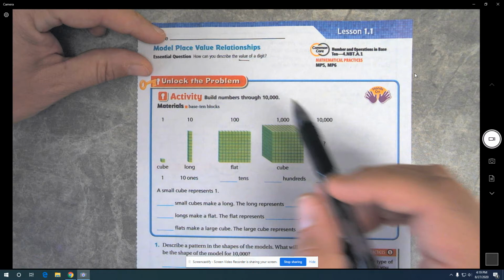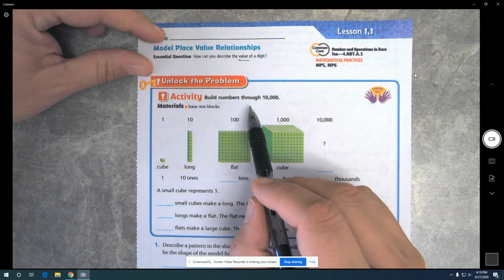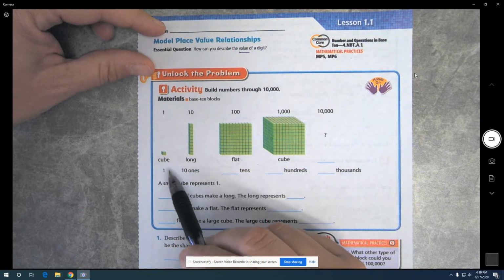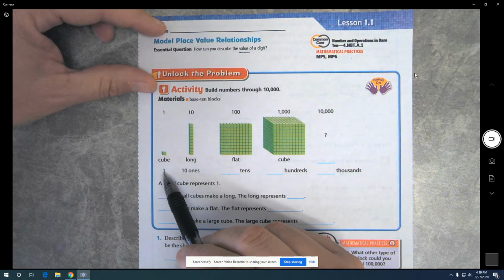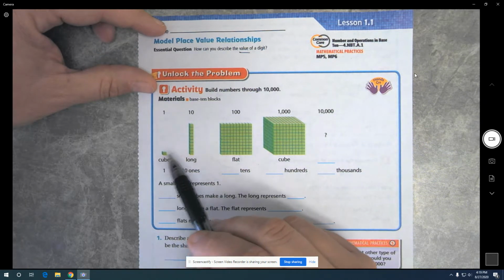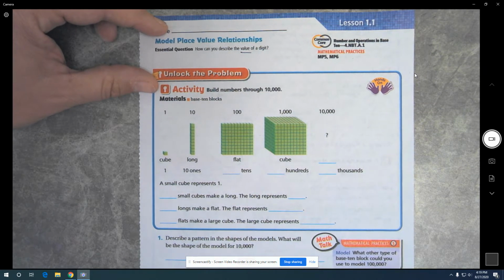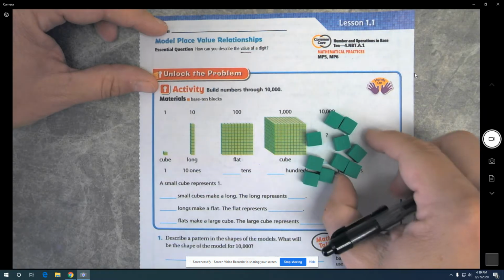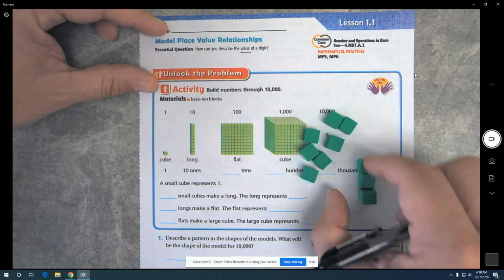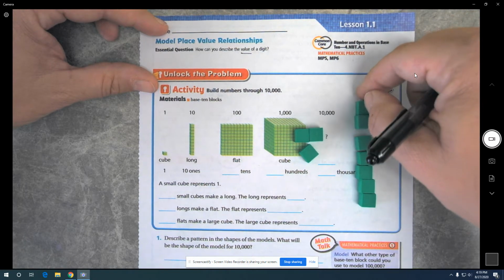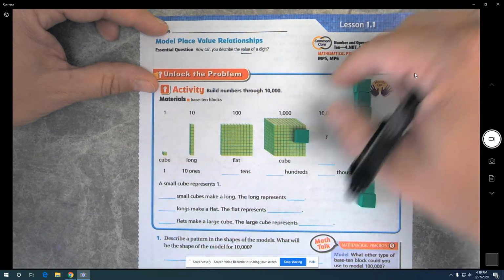So the activity where it says unlock the problem, it says we're going to build some numbers through 10,000. If we start over here, we have a single cube. So 1 cube represents 1. Then if we take 10 of those cubes and put them together in a nice line, we would end up with a nice stack of 10, which I'm slowly building. Their pictures are much nicer and faster.